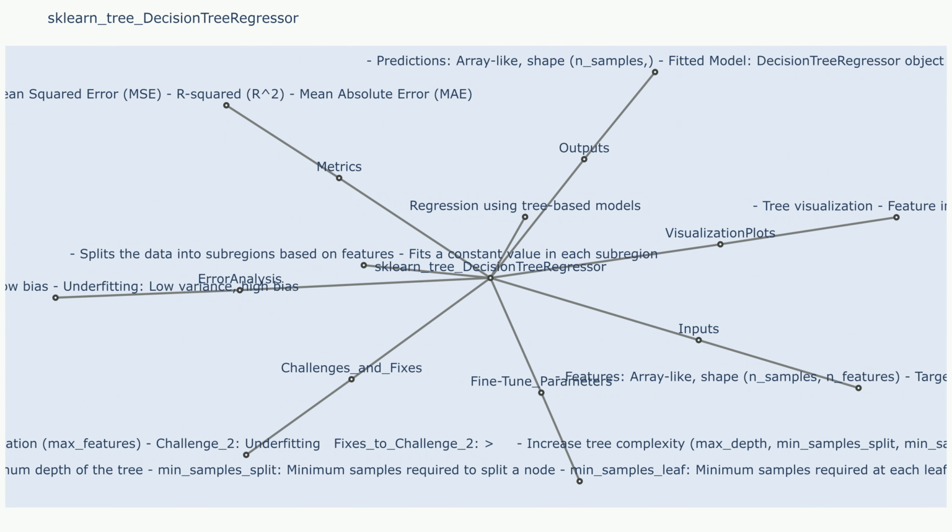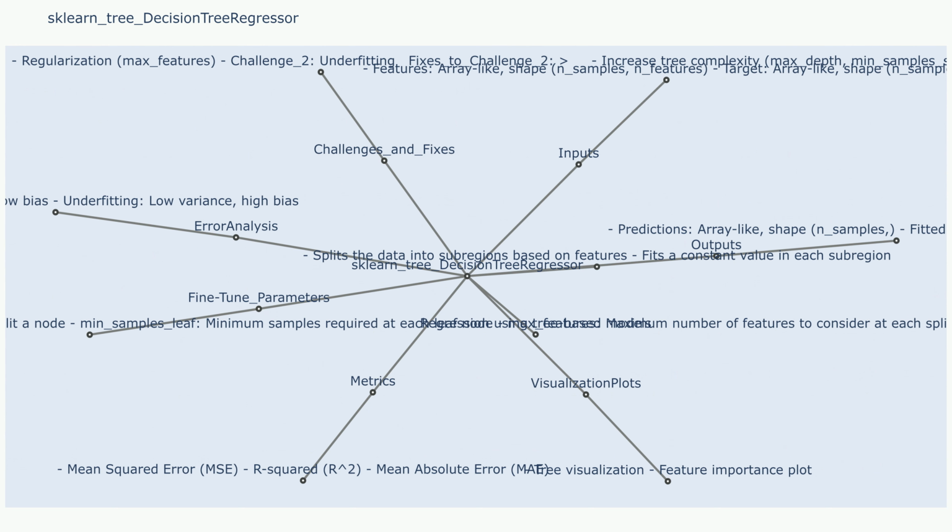Challenge 2: sensitivity to noise: decision trees can be sensitive to outliers and noisy data points. Sample use case that resulted in challenge 2: a few outliers in the training data might significantly influence the split points, leading to poor generalization.